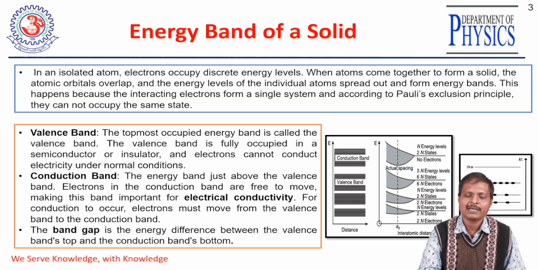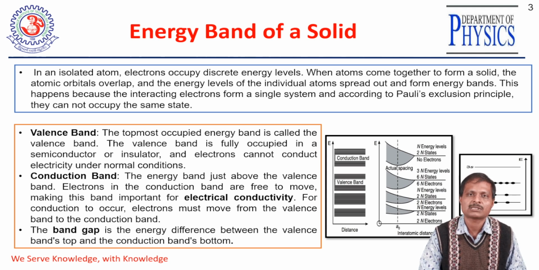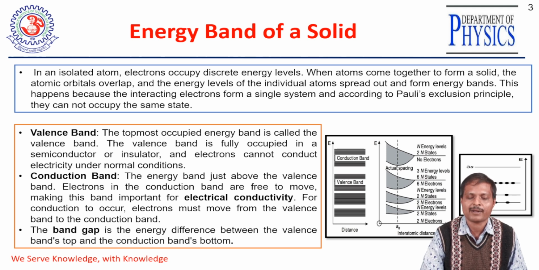So the valence band is fully occupied in the case of a semiconductor or insulator, that's why electrons cannot conduct in normal situations. So for conduction to occur, electrons should go from the valence band to the conduction band. So what is the band gap? The band gap is the difference between the energy of the top of the valence band and the bottom of the conduction band.